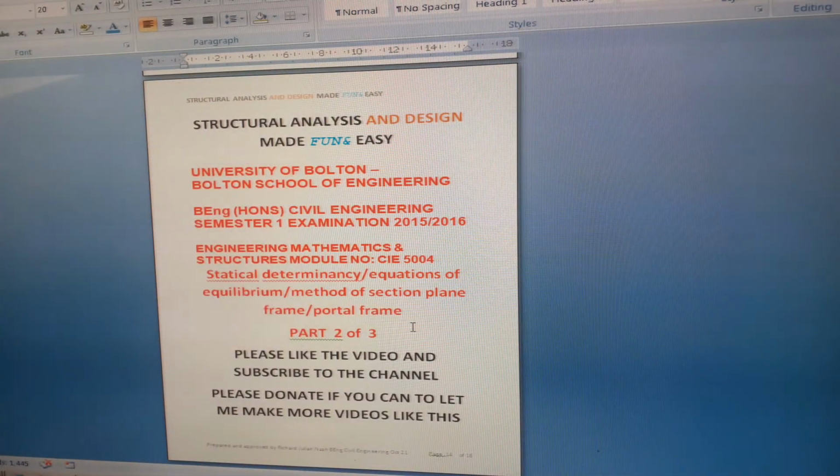So this was Bolton University Engineering Exam Paper CIE 5004, Statically Determinant Equations of Equilibrium, Method of Sections, Portal Frame Part.